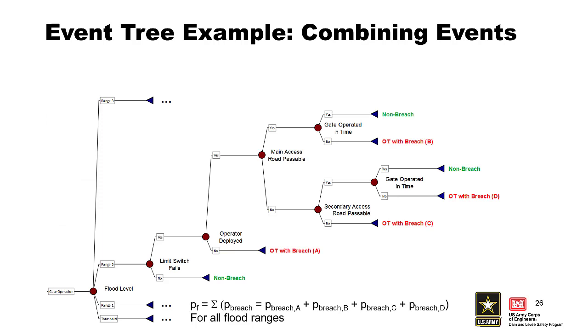So here's the truncated event tree that we had just shown previously that shows just the operational related events. The overtopping with breach is compressed. The total probability of failure is the sum of the end product probabilities of each of the four pathways, similar to what was discussed in Chapter A5, Event Tree Analysis.